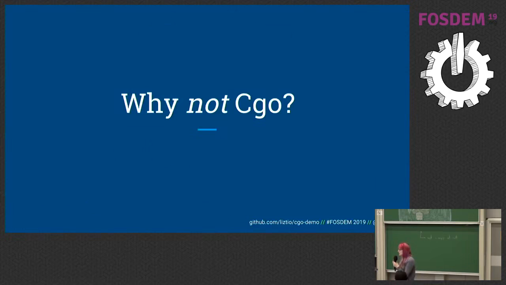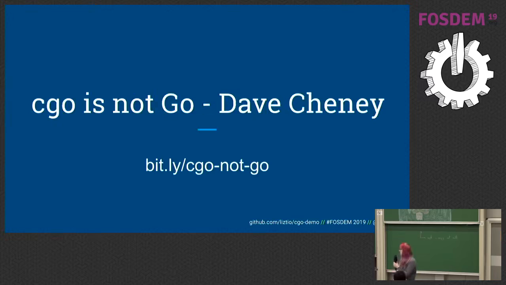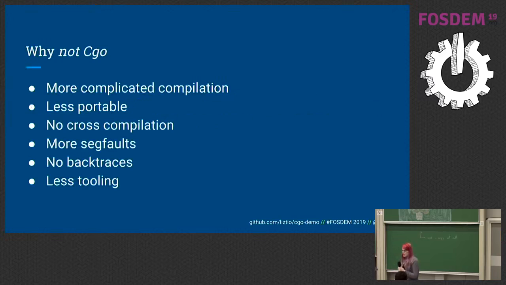And this is the most important part of this talk. Why not CGo? I'm going to channel my coworker Dave Cheney. He has a very good talk. CGo is not Go. Just go ahead and Google it. But to summarize, it makes compilation more complicated, less portable, no cross-compilation, more seg faults, no backtraces, less tooling. It's a mess. It's going to be very difficult to debug when it goes wrong, and it's going to.